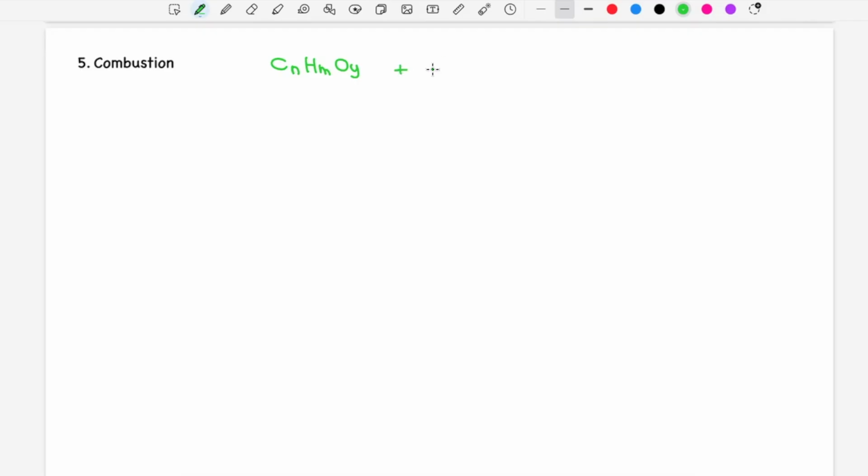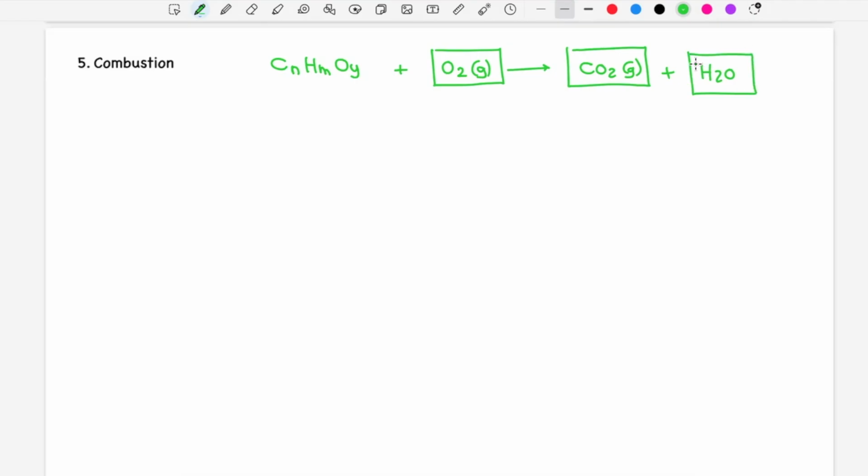What happens in a combustion reaction is it's always combined with O2 gas, because O2 is the source of combustion. When you want to burn something, you always use oxygen gas. And the products are always CO2, which is carbon dioxide, and water. So these 3 are always there, and your compound can be different every time. Writing the reaction is not very hard, it's more about balancing. Sometimes the balancing can get tricky, so I'll give you a few examples.